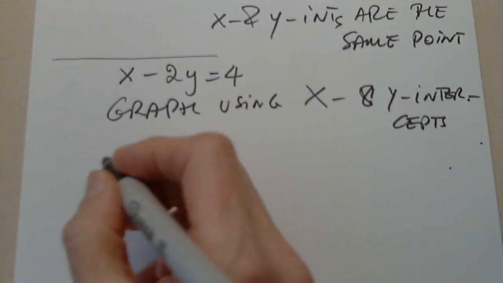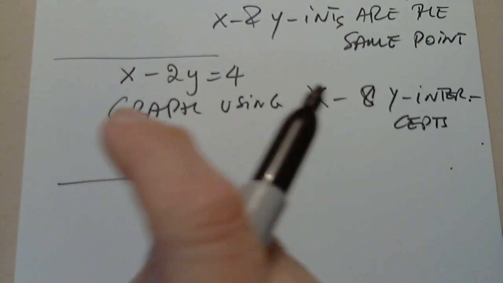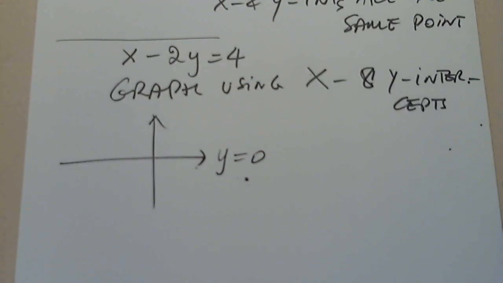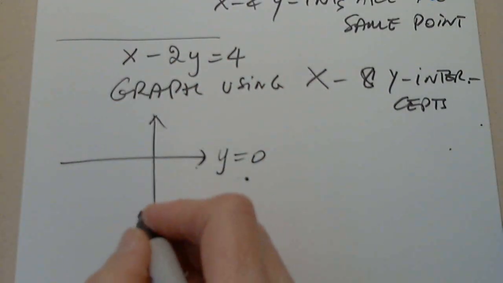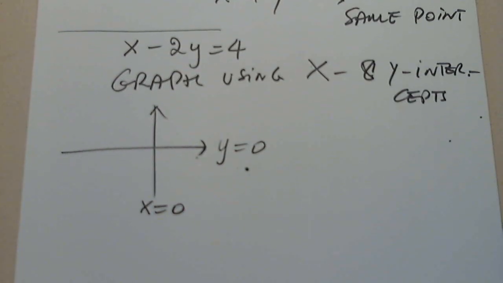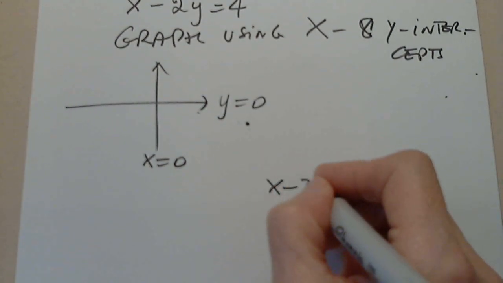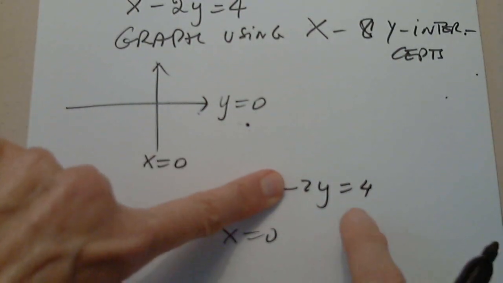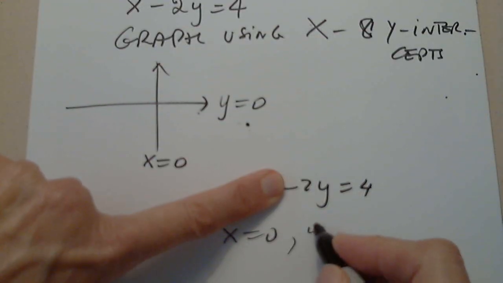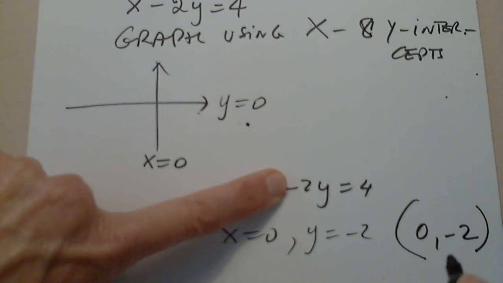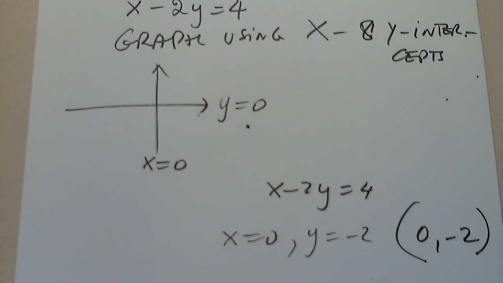Good. So remember, to determine the x-intercept, I make y equal to 0. To determine the y-intercept, I make x equal 0. This makes it very, very easy. So here's how I do it. x minus 2y equals 4. When x is 0, negative 2y equals 4, which means y equals negative 2. And I write the ordered pair right here, right now. Do not wait for later. And I'll explain why.